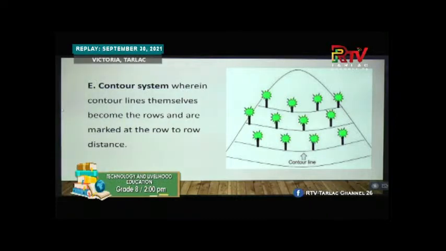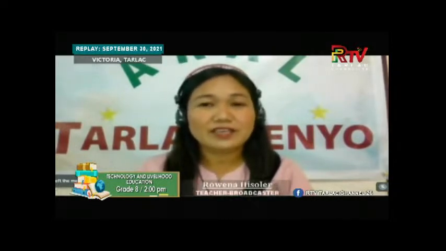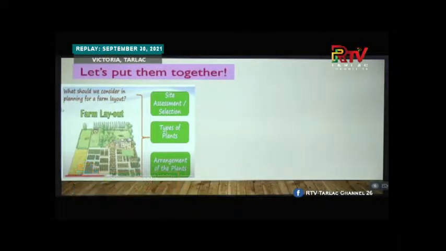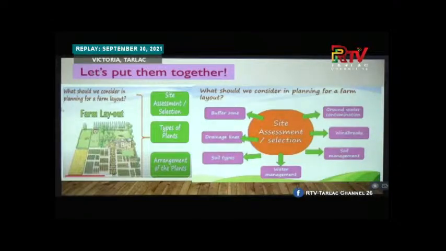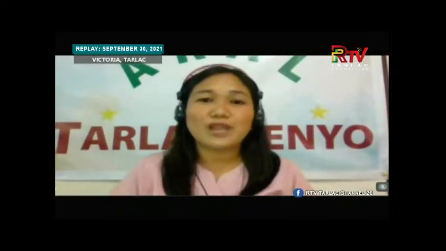Now, let's put them together. In order to make a farm layout, we need to consider the following. Site assessment or selection, where we need to consider also the buffer zone, the drainage lines, soil type, windbreaks, soil management, and groundwater contamination. We need to consider also the types of plants, whether it is a vegetable or fruit tree. All of the plants follow row planting, but they can be planted in different row planting arrangements.